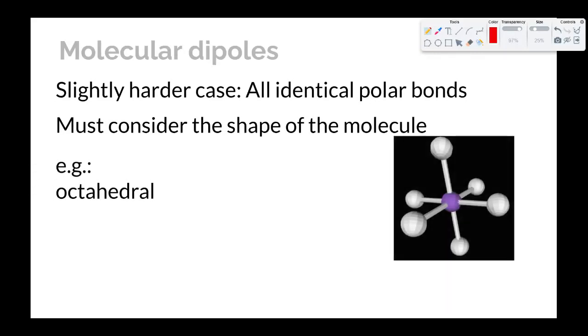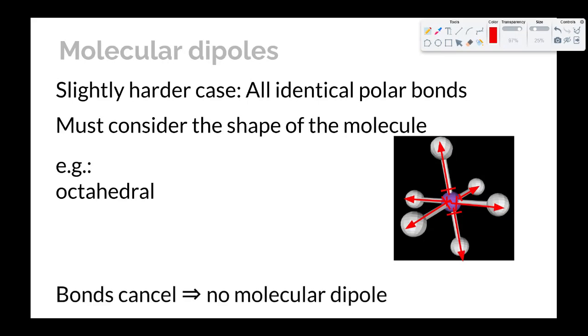Let's look at octahedral. Octahedral is like a linear and another linear and another linear. And so all the dipoles cancel, and so in the end, this is going to be no molecular dipole. Now, we've only looked at the cases where there's no lone pairs on the central atom. So now let's look at the other shapes that are influenced by lone pairs.